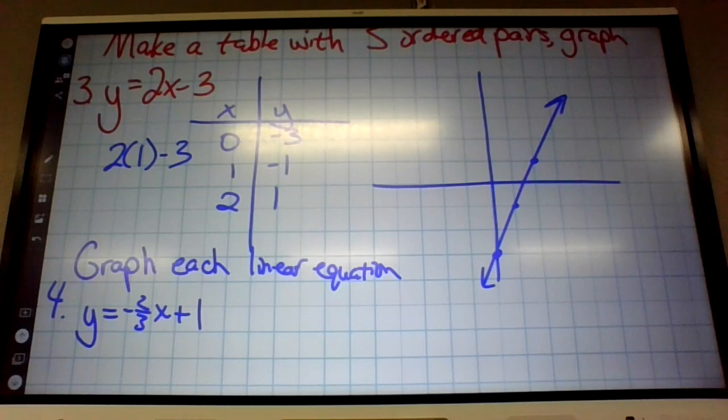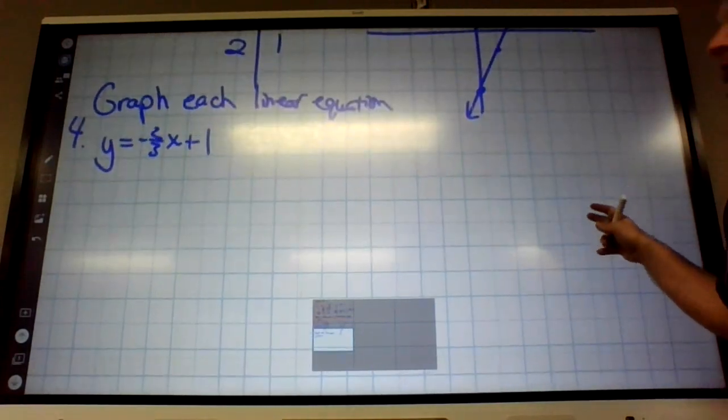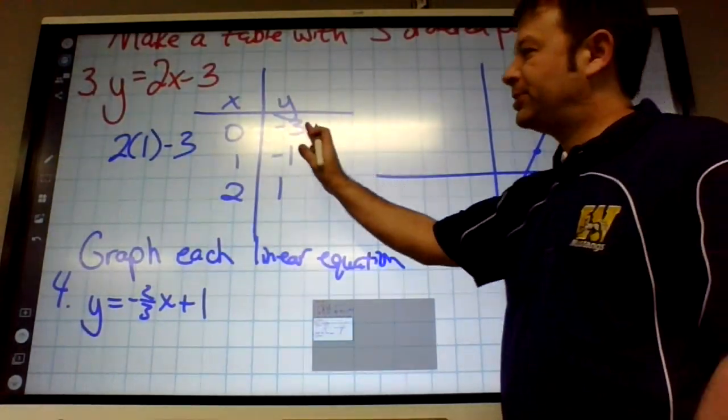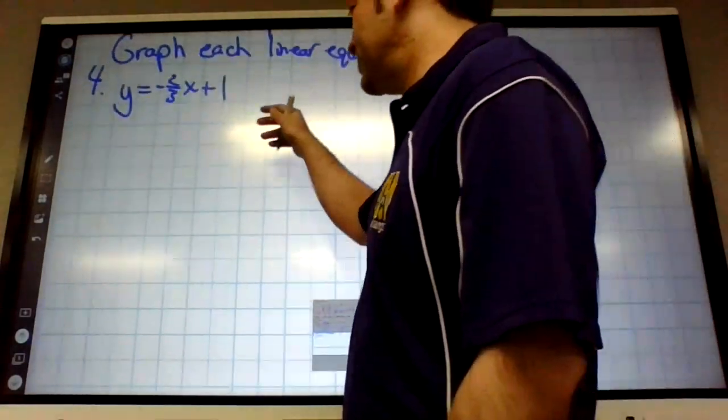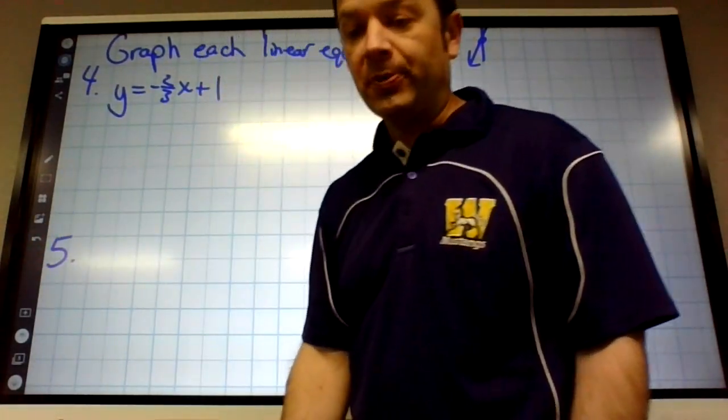Okay, on number 4, how should we graph that line? Slope, y-intercept. Yeah, start with the y-intercept. I guess they didn't say you had to use slope and y-intercept, so you could try this in case you haven't learned this chapter yet, but it's easier to use slope and y-intercept.